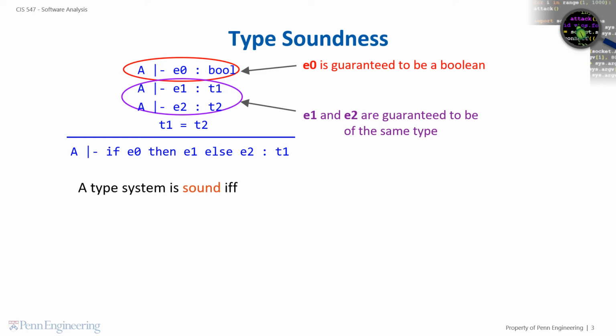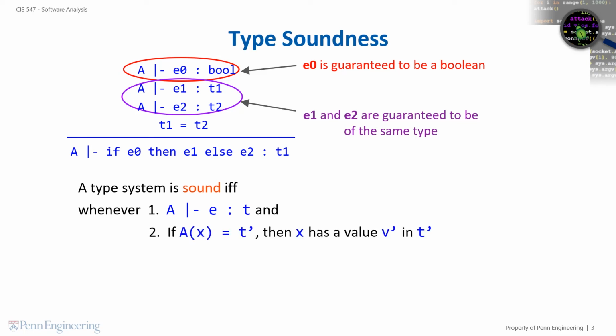Formally, we define a type system to be sound if and only if, whenever it is provable under an environment A that E has type T, and furthermore, whenever an environment A maps variable x to type T prime, then x has a value in that type T prime, then E always evaluates to some value V in T.